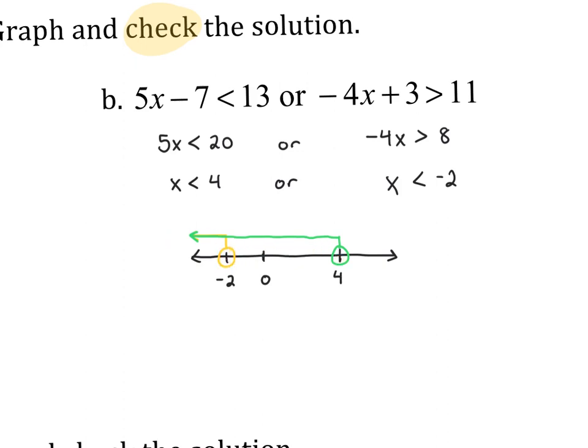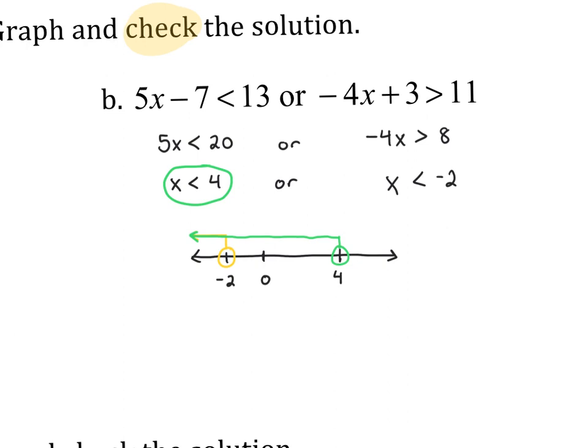So my final answer is it's not both of these together. This right here is my final answer. X is less than 4, and that's it. So notice that if I do choose a number that's less than 4 and also less than the -2, for example a -3, if I check it in both of these, I should get true here.